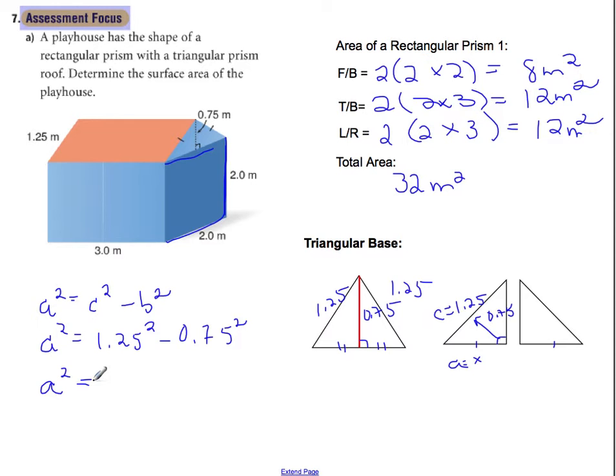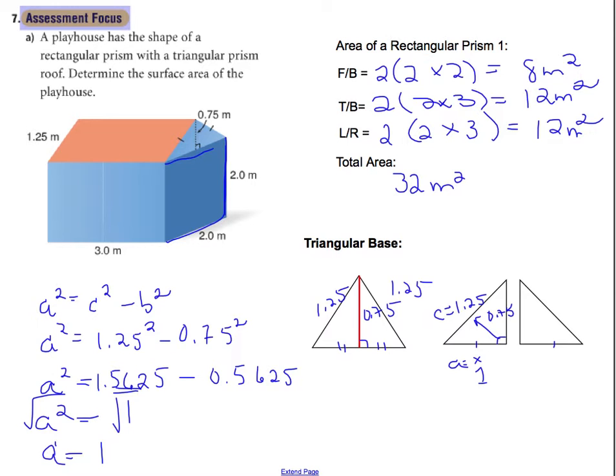I need to grab my calculator. We have 1.25 squared is 1.5625. 0.75 squared is 0.5625. So we can see that our A squared is equal to 1. When I take the square root of it, A is equal to 1. So this dimension is 1 meter. Okay?